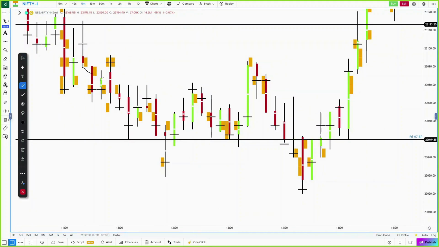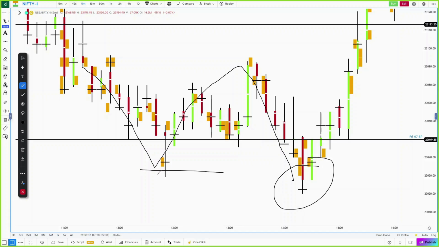So this is one more double bottom I am taking. If you look, there are two bottoms. There is a shake off around this area to take out whatever weak hands were there previously.